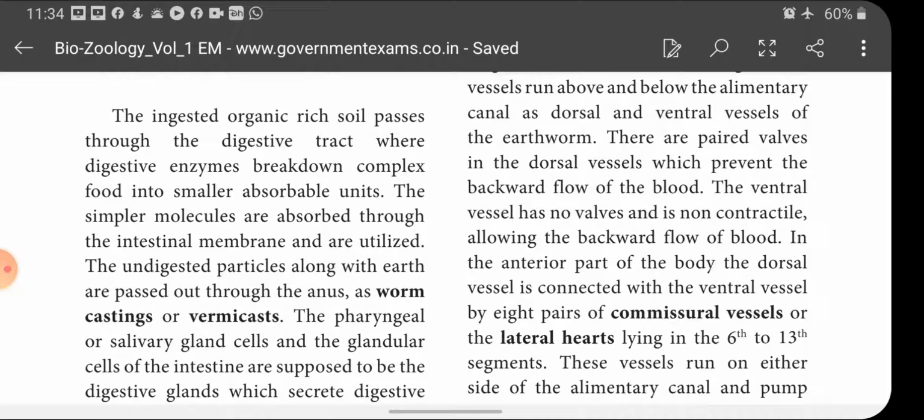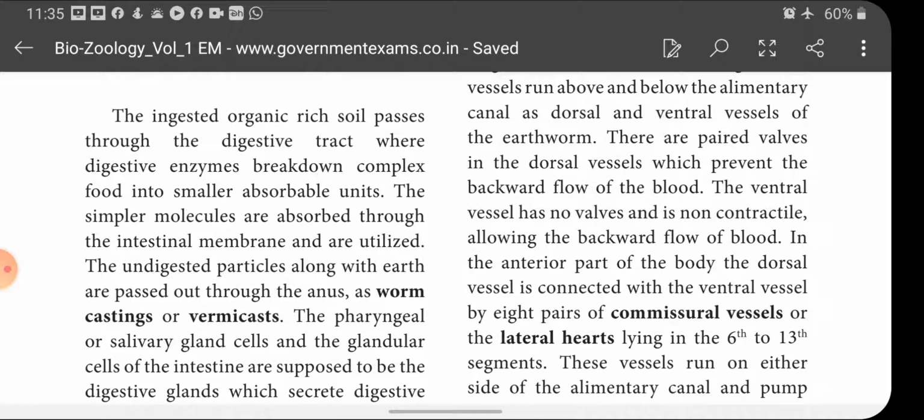The undigested particles along with earth are passed out through the anus, and it is called worm casting or vermicast. Please bracket it. Two mark question: what is meant by worm casting or vermicast? The undigested particles along with earth are passed out through the anus, and it is known as worm casting or vermicast.